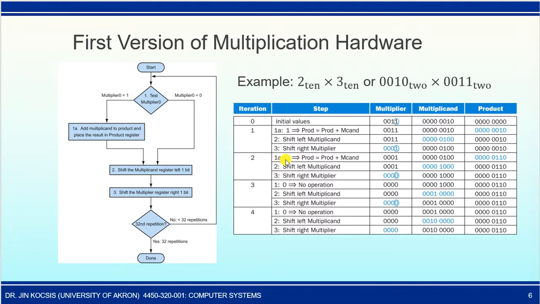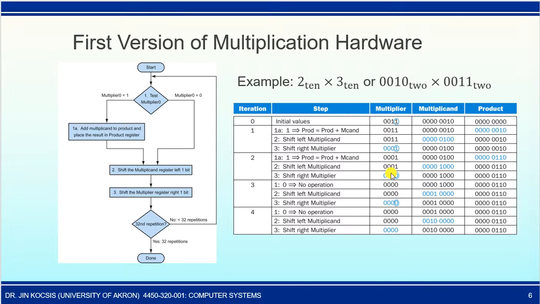And then I will continue to check the least significant bit of the multiplier is 1 or 0. It is 1. I will do the addition. Similarly, using this multiplicand to add to the original product and using this addition to update product, which is shown as here. Okay? And then I will continue to do two shifts. Shift the multiplicand register to the left by 1 bit. Okay, which is shown here, right? And to shift the multiplier register to the right by 1 bit.